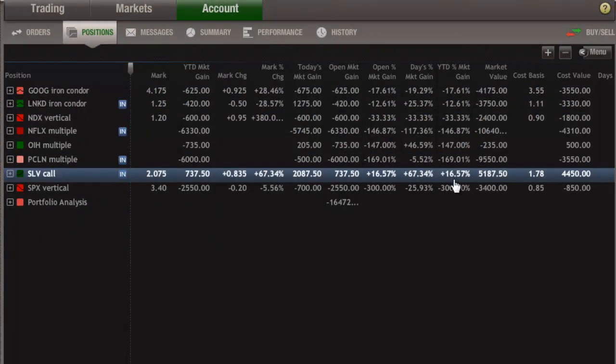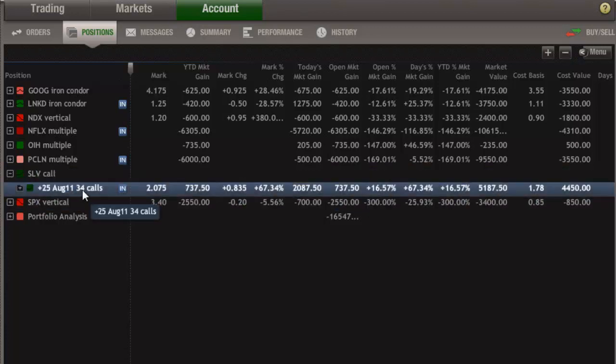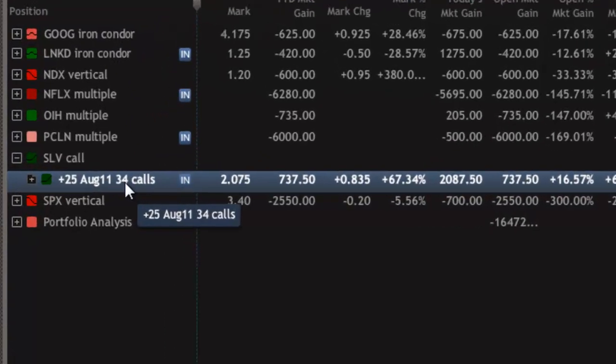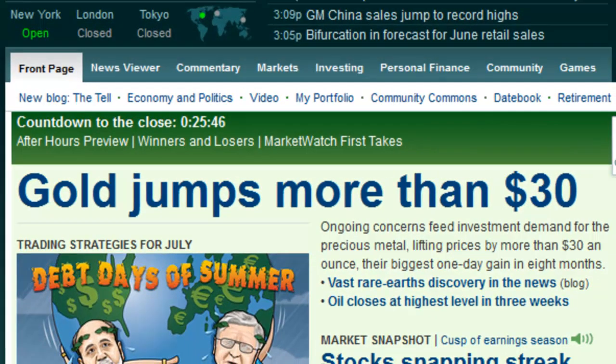Up 16.5% in about a week. For those of you who saw the call on silver that we made last week, we're in this one for a little longer position there. Own 25 August 34 calls, and we're liking the way that's looking, especially with what gold and the other precious metals are doing right now.